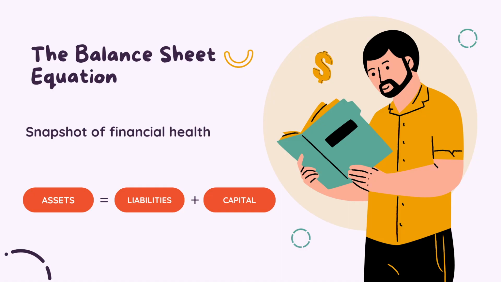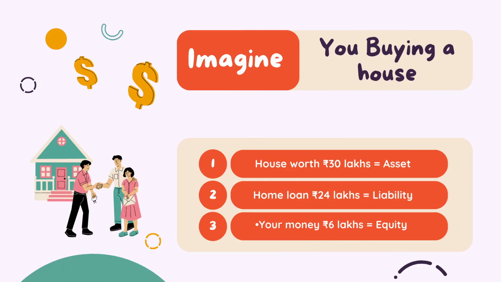Let me break this down with a personal example. Imagine you buy a house worth 30 lakh rupees. You put down 6 lakh of your own money and take a 24 lakh rupee home loan. Your asset is the house worth 30 lakhs. Your liability is the 24 lakh home loan. And your equity, what you actually own, is 6 lakhs. See how it balances? 30 equals 24 plus 6.